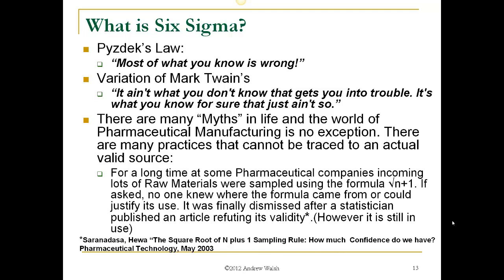For a long time at some pharmaceutical companies, incoming lots of raw materials were sampled using the formula square root of n plus 1. If you asked, no one knew where the formula came from or could really justify its use. It was finally dismissed after a statistician, Hewa Saranadasa, who I worked with, published an article in Pharmaceutical Technology really refuting its validity. It's okay, but it gives you incorrect results in many, many cases. However, it's still in use. As a matter of fact, a book has just been published by a statistician saying that you can use it.